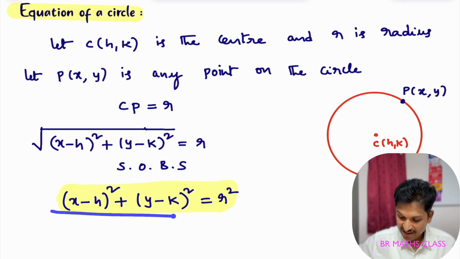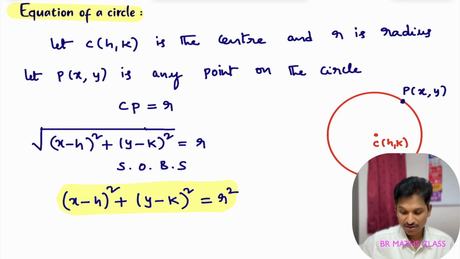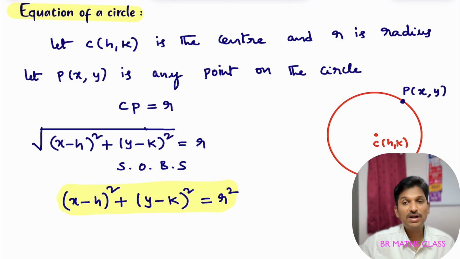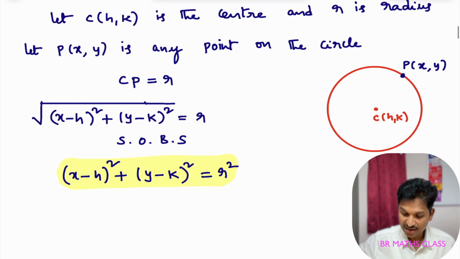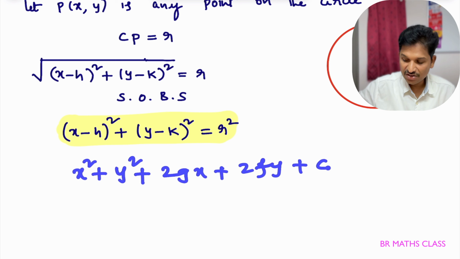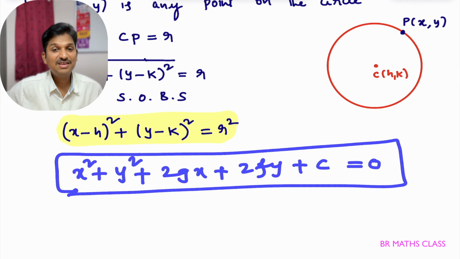Now if I expand this, you see here, I'll get one x square term, one h square term, one x term. Here this h square term is constant. If I expand this, I'll get one y square term, k square term, one y term. Here k square term is constant and r square is also constant. So when you expand this, what happens? You will get one x square term, one y square term, one x term, one y term, one constant term. So this is called the general form of the circle. This is what we are going to discuss now.